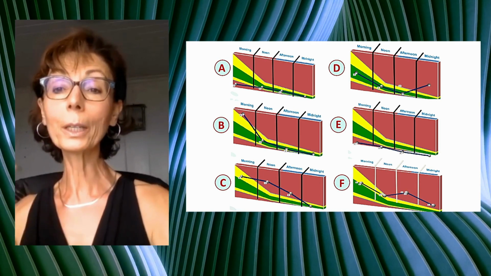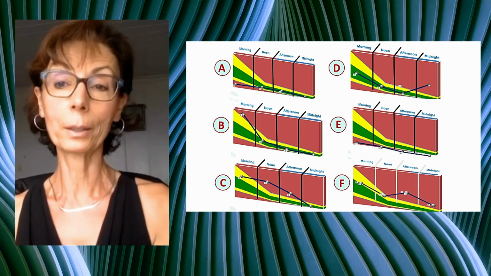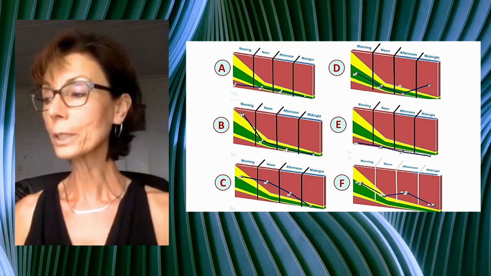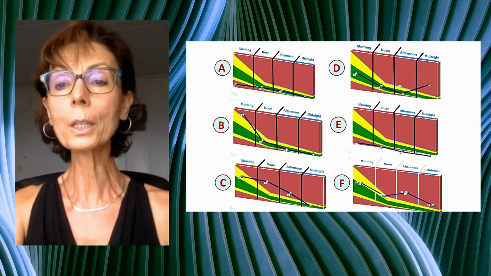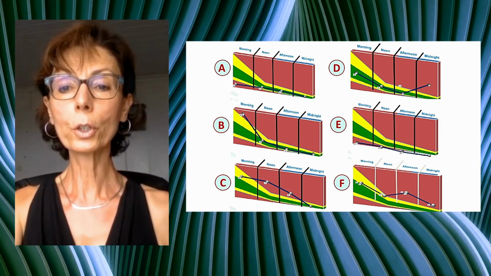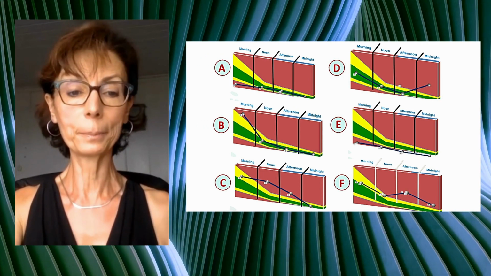So again, trouble getting to sleep and easy awakening. The most likely answer would be D, where you see the cortisol curve is increasing in the evening.